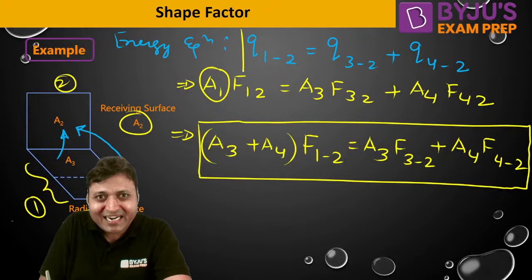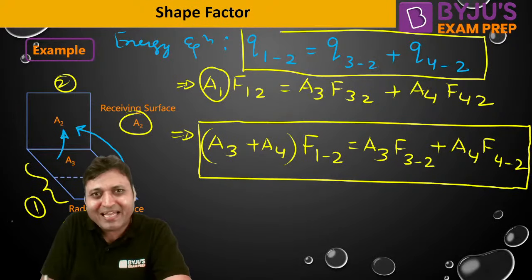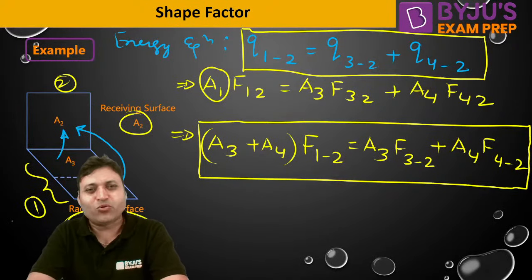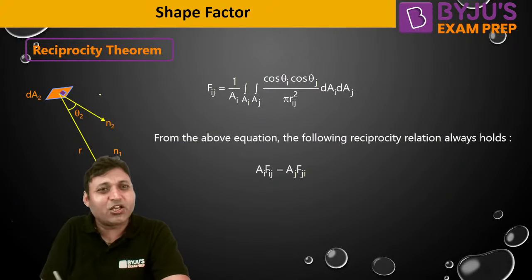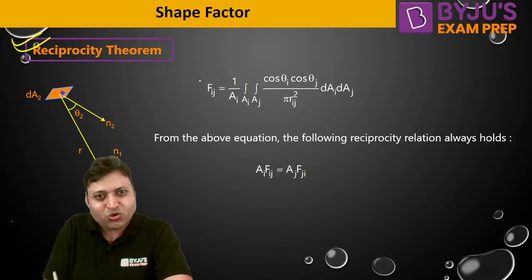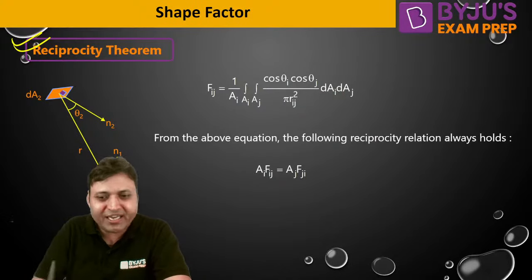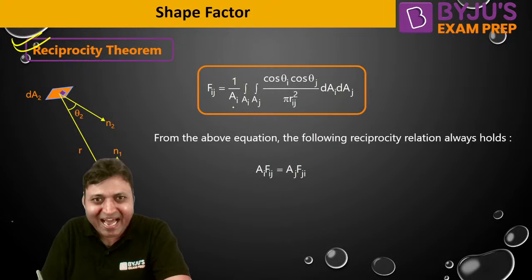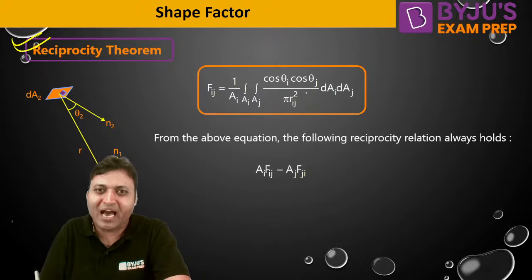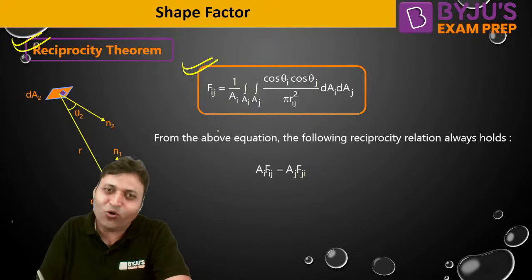You need to understand how to write the energy balance equation. If you are able to write the energy balance equation, then you will be comfortable. The reciprocity theorem we have already discussed. So the shape factor from i to j can be written as 1 upon Ai, double integration of cos theta i cos theta j into dAi dAj upon pi r square. That is what I have already mentioned.